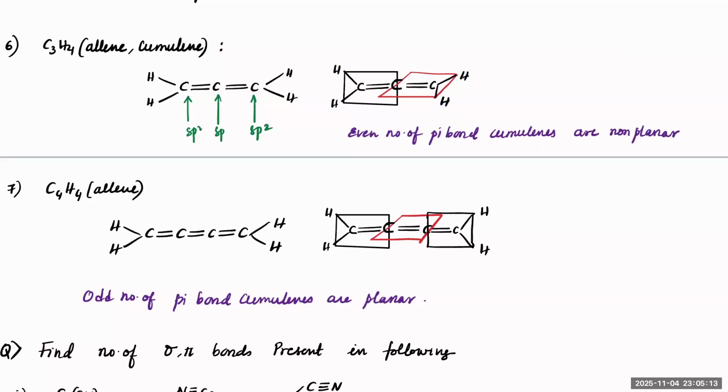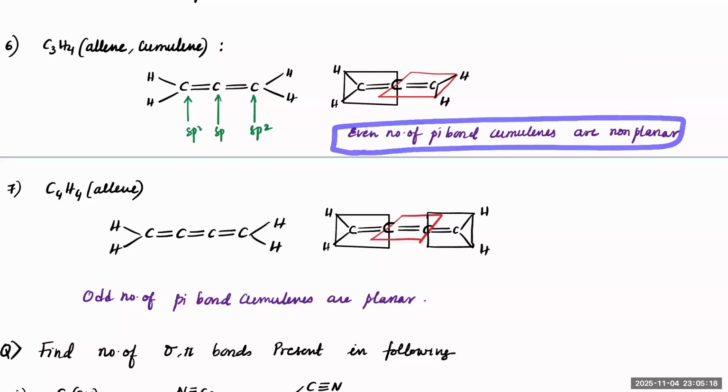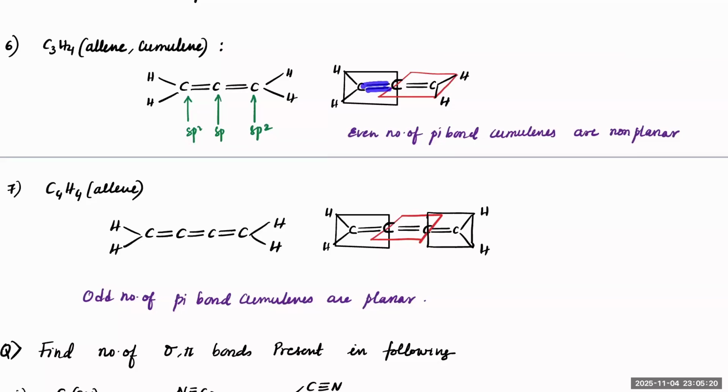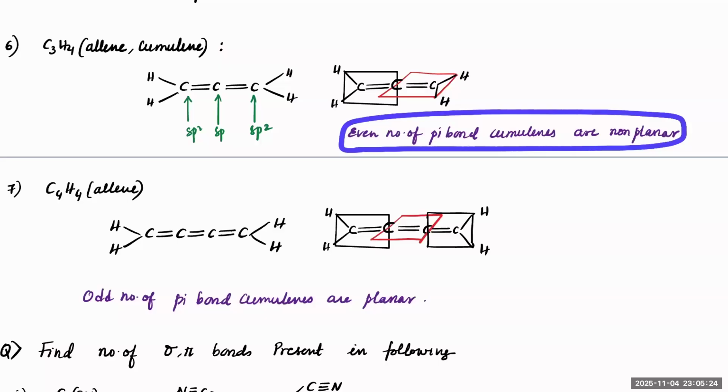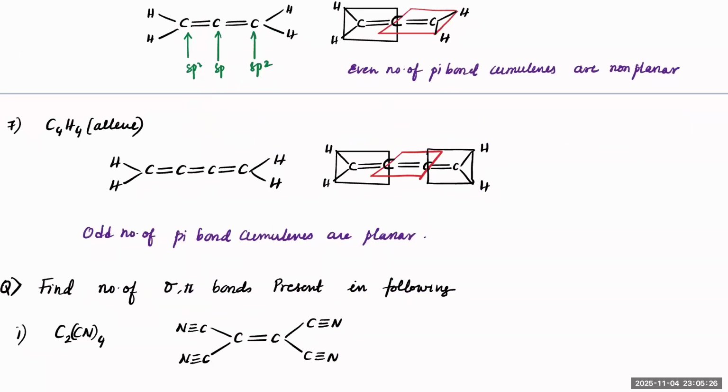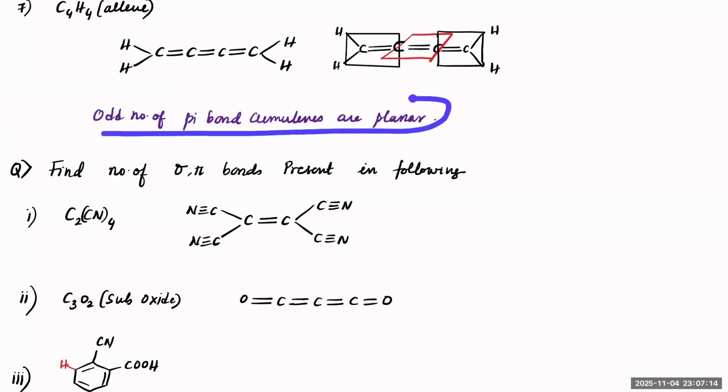Okay. So cumulenes with an even number of pi bonds are always non-planar. Remember that. So here 1 and 2, we have an even number of pi bonds, so that means they are non-planar. But if you have an odd number, like say 1, 2, 3, then first you will have this plane, then the next pi bond will be on this plane. Again, the pi bond will come onto the same plane. That's how we will have planarity. So if you have an odd number of pi bonds, they'll remain planar.